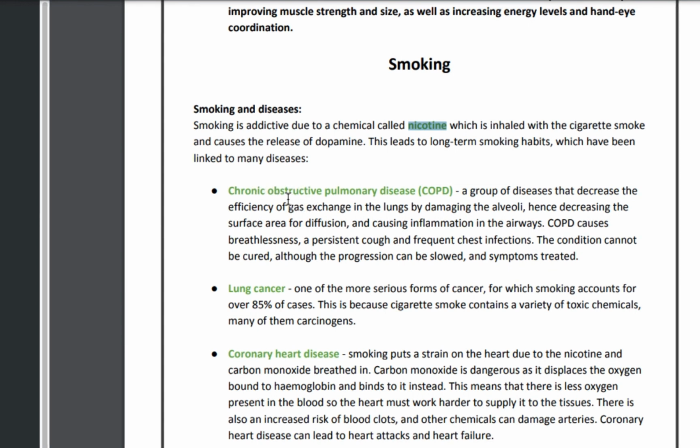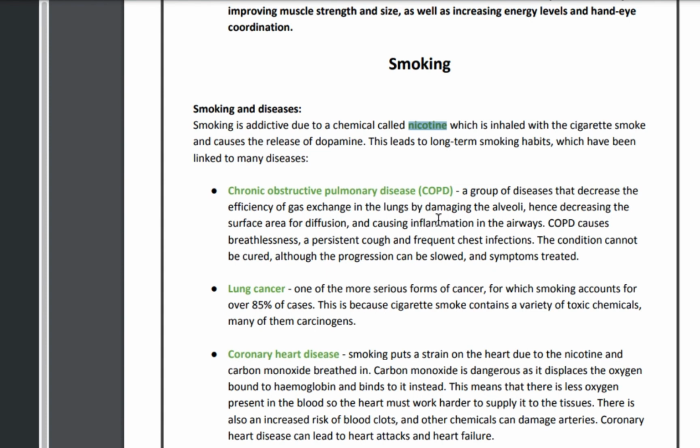Now let's take a look at the first chronic disease, chronic obstructive pulmonary disease. It's a group of diseases that decrease the efficiency of gas exchange in your lungs. You know, there's gaseous exchange in your lungs. Oxygen is taken from the alveoli and diffuses into the red blood cells, and then the carbon dioxide diffuses from the red blood cells into the alveoli. So gaseous exchange is taking place.